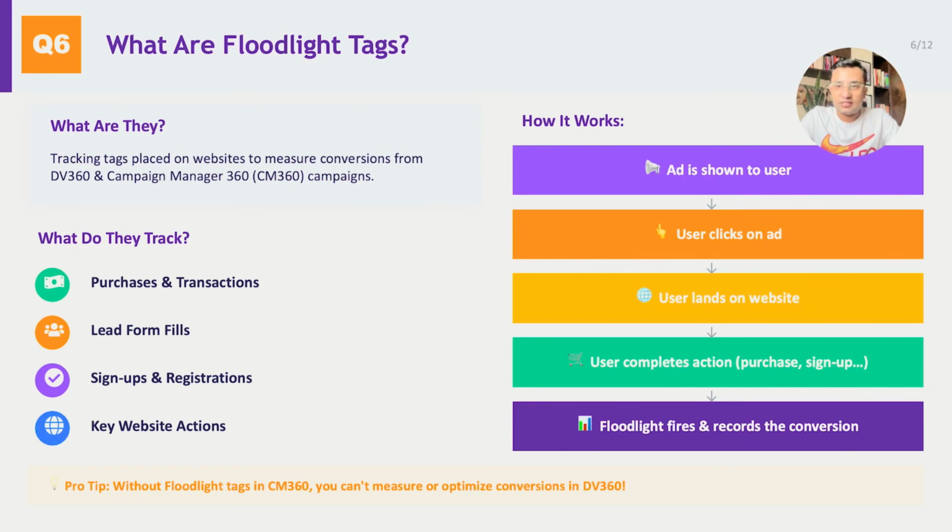They track purchases and transactions. They track lead forms that you have filled. They track signups and registrations. And then the key website actions that you take. For example, your behavior on the website. Which part of the website were you on? How many minutes or seconds you stayed on that website? What did you click on? What did you see? So without floodlight tags in CM360, you cannot measure or optimize conversions in DV360.